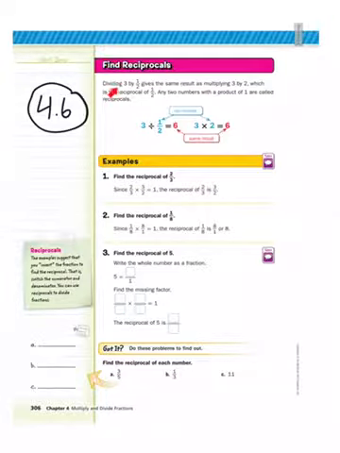This says dividing 3 by 1/2 gives the same result as multiplying 3 by 2, which is the reciprocal of 1/2. Any two numbers with a product of 1 are called reciprocals. Now this is the math definition. Any two numbers with the product of 1 are reciprocals. So let me show you in reality what a reciprocal is.